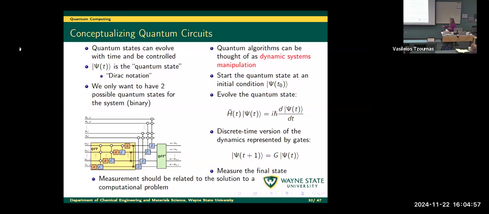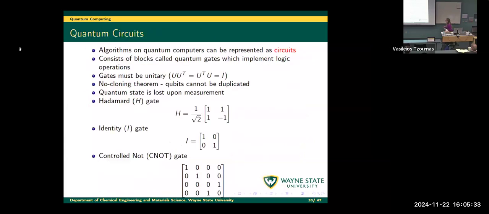Then, if you're wondering where do gates come into this, well, you can think of this as the discrete time version of the dynamics being represented by gates. So essentially, the quantum state at some next time is equal to your gate times the quantum state at the prior time. And this gate is related to, if you were to solve this equation, the time evolution represented through this matrix here and how all of this works together. So then at the end of your quantum algorithm, you measure your final state. And when you measure it, the measurement should be related to the solution to a computational problem if you set up your algorithm in a good way.